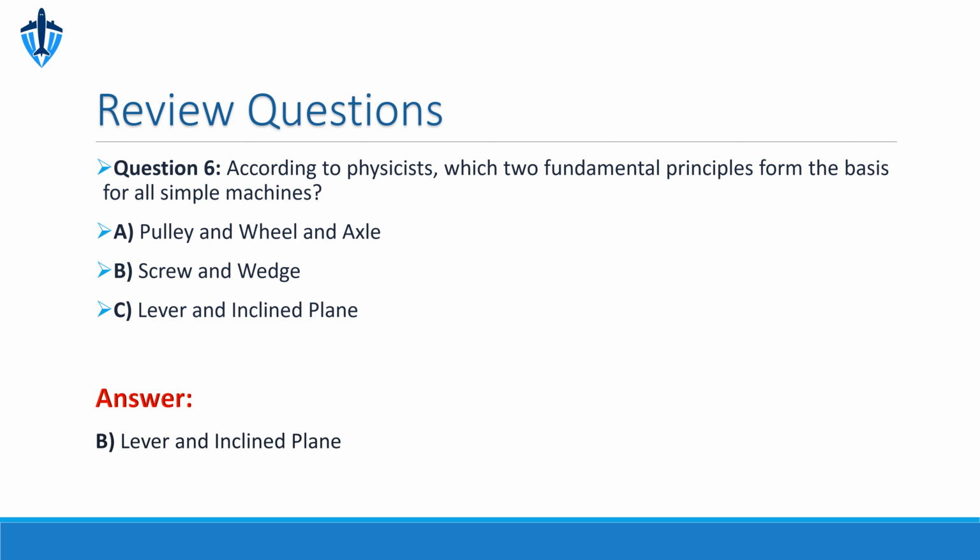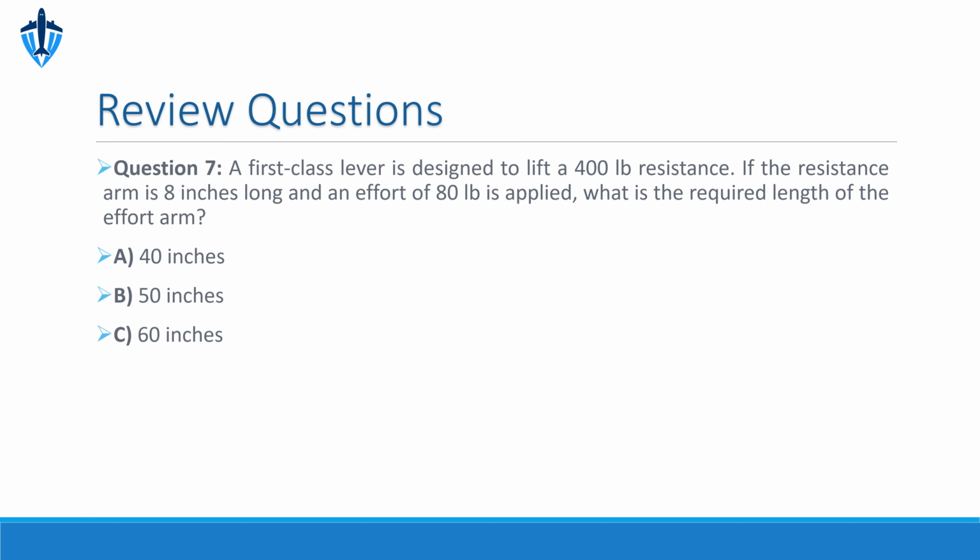Lever and inclined plane. Remember, while we commonly identify 6 simple machines, the lever, pulley, wheel and axle, inclined plane, screw and gear, physicists simplify this classification. They recognize only 2 basic principles upon which all these machines operate: the lever and the inclined plane. The pulley, wheel and axle, and gears are considered applications of the lever principle, while the wedge and screw derive from the inclined plane.